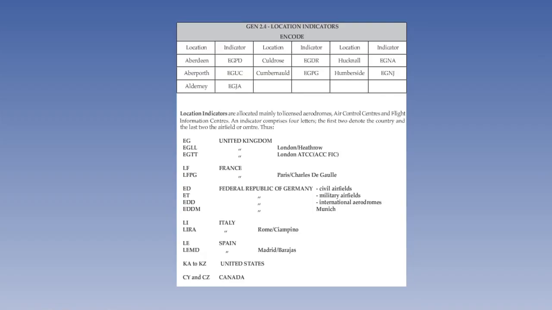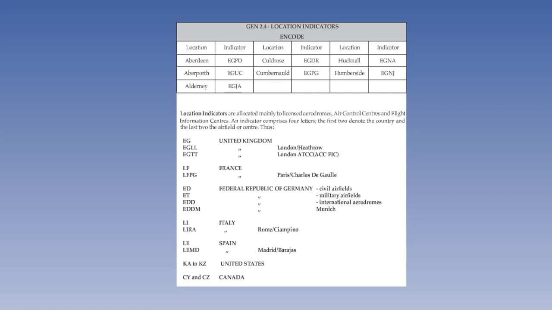The first part of the AIP Gen consists of location indicators. These are 4-letter codes assigned to licensed airfields, air control centres and flight information centres. You can see from the table that Aberdeen is assigned the location indicator Echo Golf Papa Delta. The first 2 letters, Echo Golf, denote the country, in this case the United Kingdom. The last 2 letters, Papa Delta, have been allocated to Aberdeen.